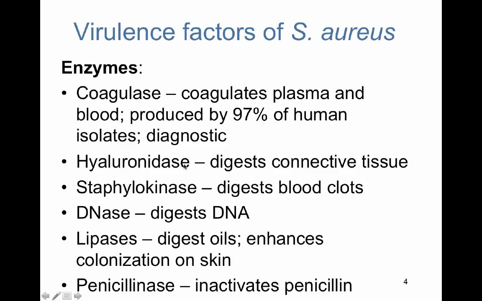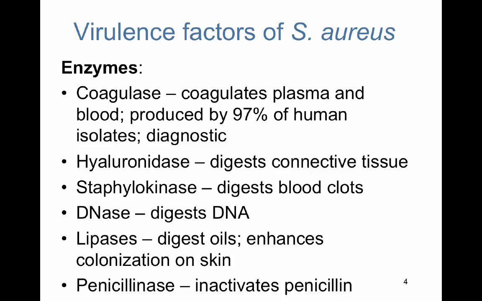Now, hyaluronidase also is another enzyme that is found within this specific genus species. It will digest connective tissue or hyaluronic acid. Staphylokinase will digest blood clots. Also, these strains may express DNase, which will metabolize DNA, lipases, which break down oil, and penicillinase, which is a mechanism for antibiotic resistance, which will inactivate penicillin. And go figure, we have a lot of antibiotic resistance associated with Staph aureus. So MRSA is a big one.